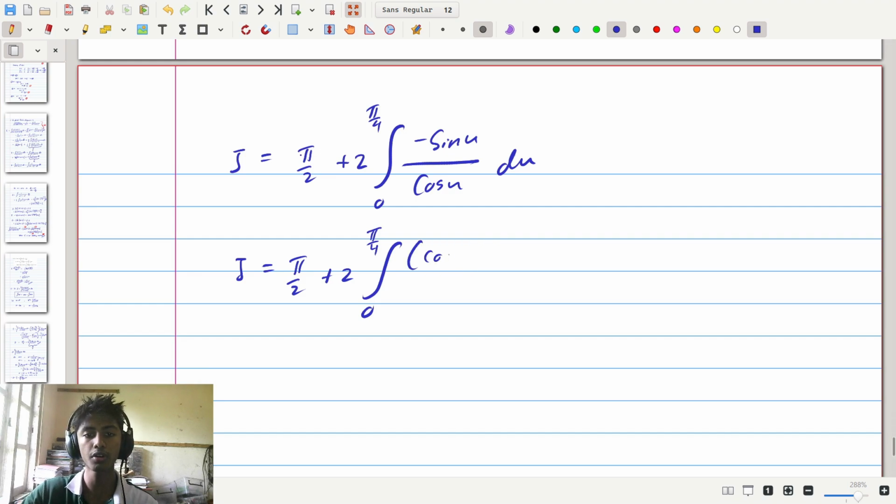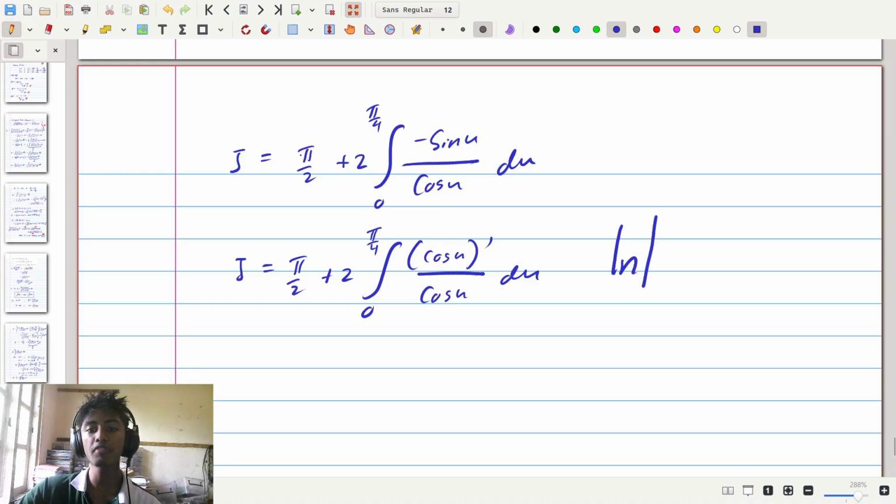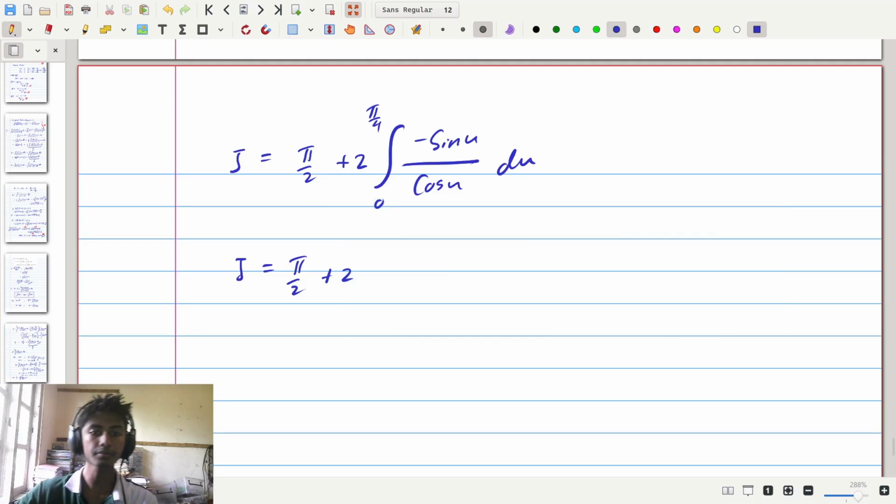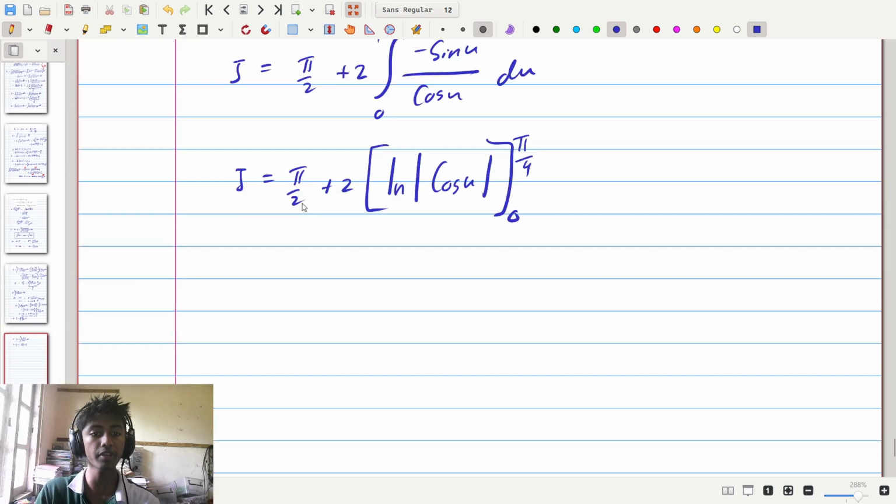So cos u prime by cos u du. And this integral right here is equal to the natural logarithm of the modulus of the denominator function. And therefore I can replace this by natural logarithm of modulus of cosine of u integrated with the limits of 0 to pi by 4.